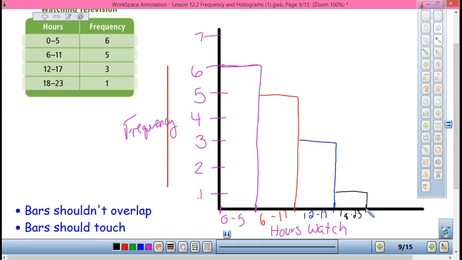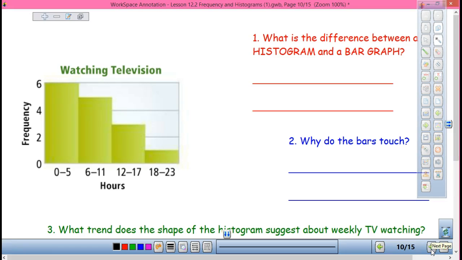This would probably be a much different graph if it was like hours spent on your phone. Yeah, it would look a lot different, right? I think our frequencies might go up an awful lot. I'm just being honest here.